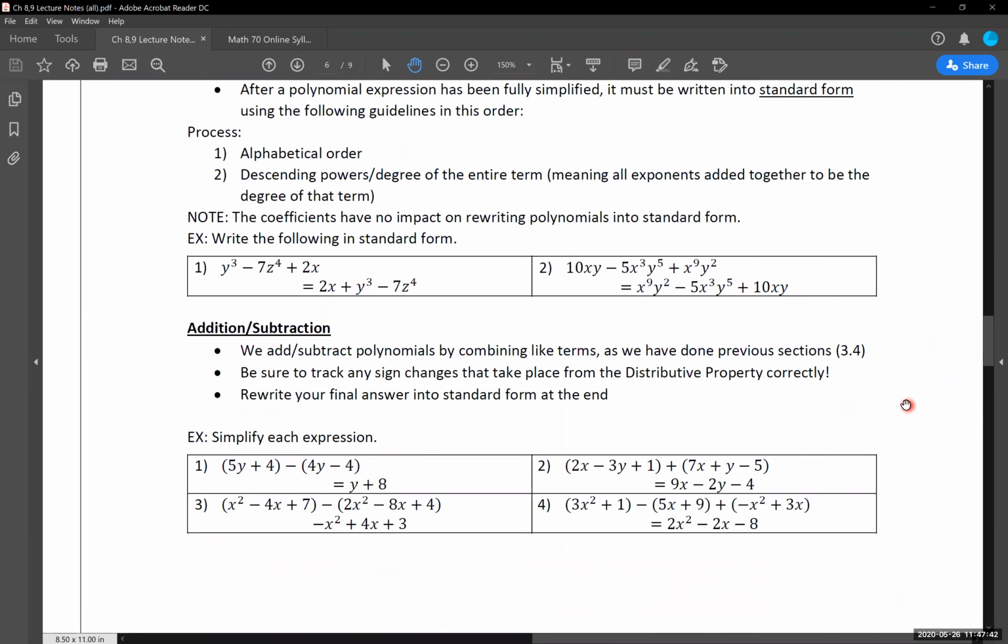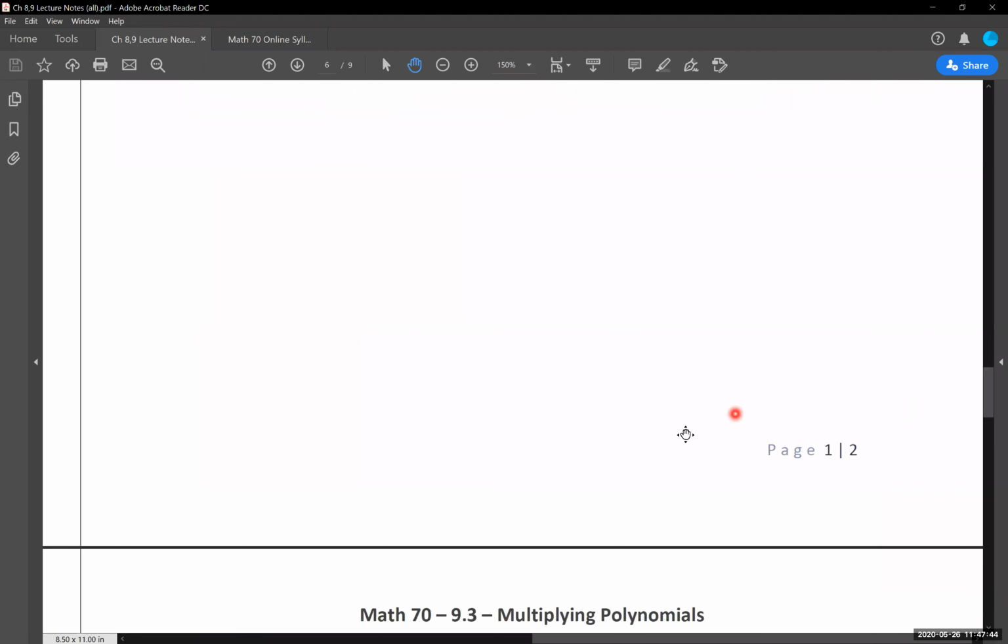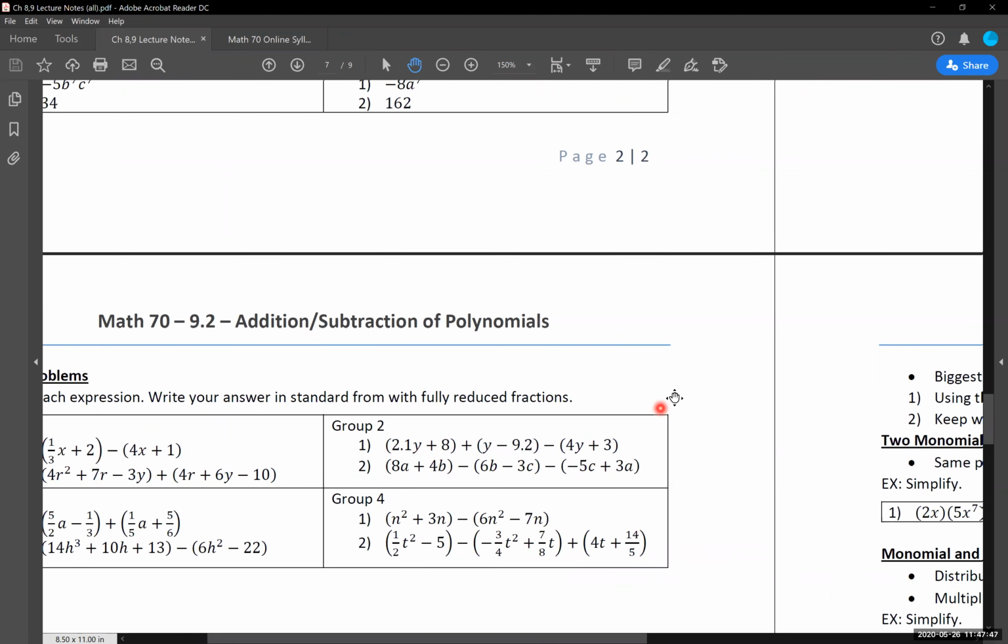So I'm going to take a quick look here at what we have for the rest of this. That's what I think it is. Yeah.